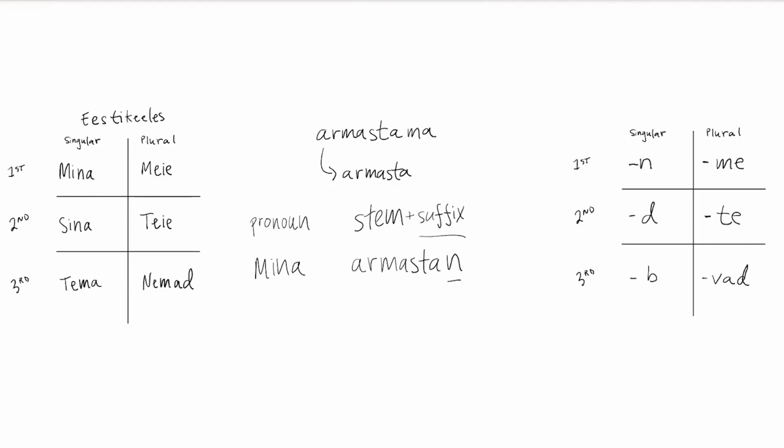And so that's it. Really easy to conjugate in the present and future tense in Estonian. All you do is you take your pronoun, you take your conjugation stem, and then you add your suffix to the end.